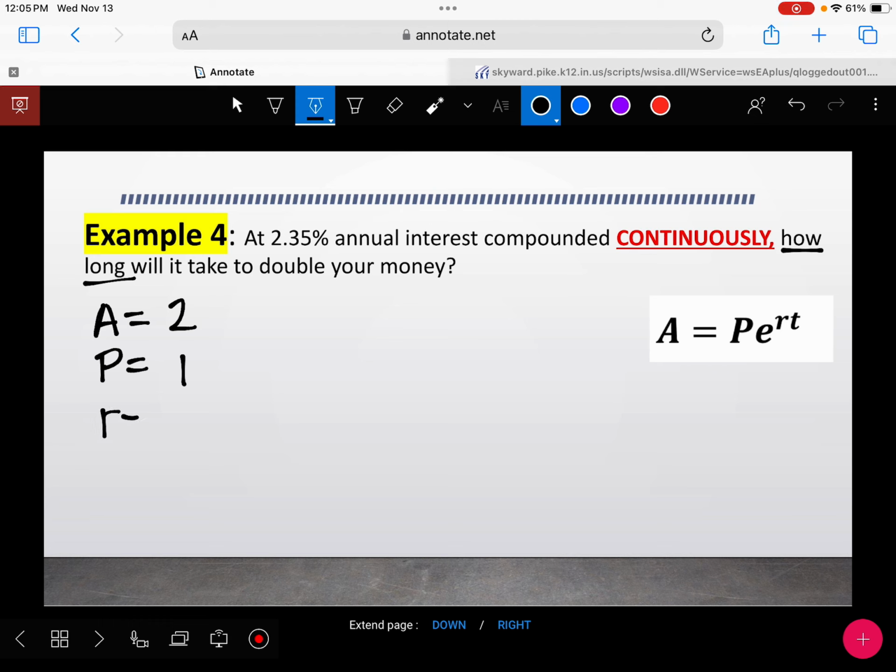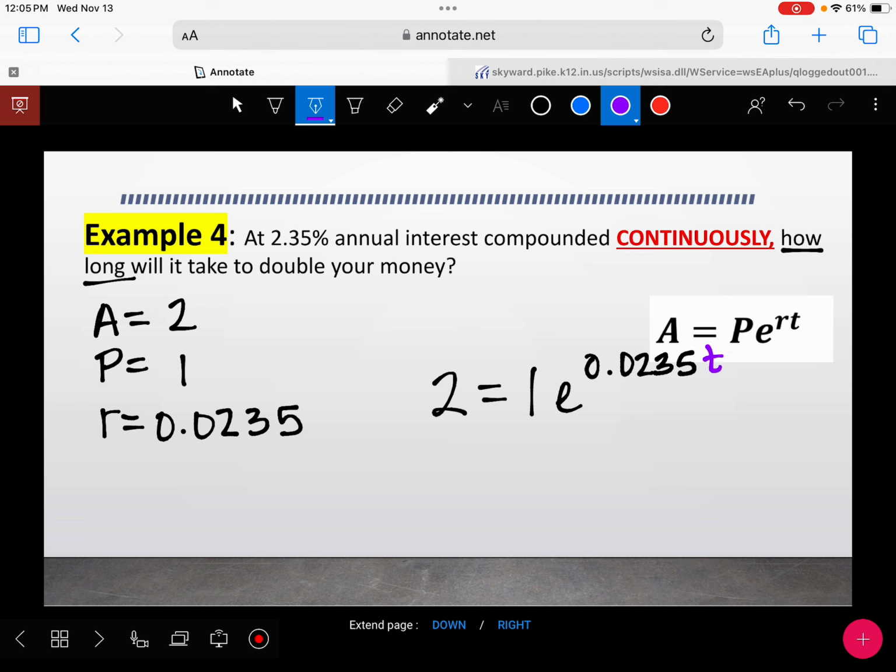And then the interest rate is 0.0235. So this is why I like to use 1 and 2, because we're going to have 2 equals 1 times e to the 0.0235 times t, and see how that 1 just becomes invisible? So I'm dividing both sides by 1. We don't have to worry about that. How do you cancel out e? What is the opposite of e? ln. So we need to put in a natural log.